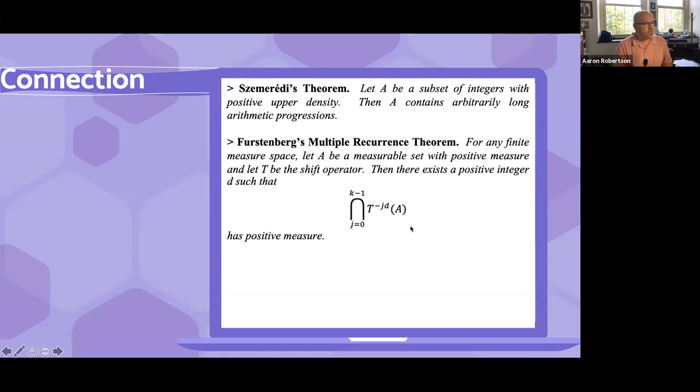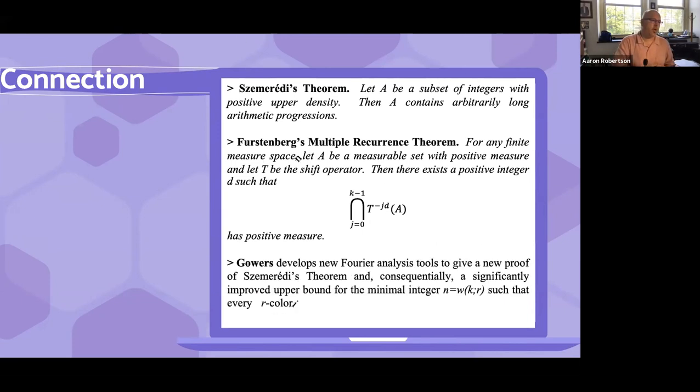And so what this says is that A minus d, A minus 2d, A minus 3d are all in A. And Gowers uses Fourier analysis, similar tools here, but he developed new tools to give a new proof, which significantly improves the upper bound for these minimal numbers that we are guaranteed to have k-term arithmetic progressions.